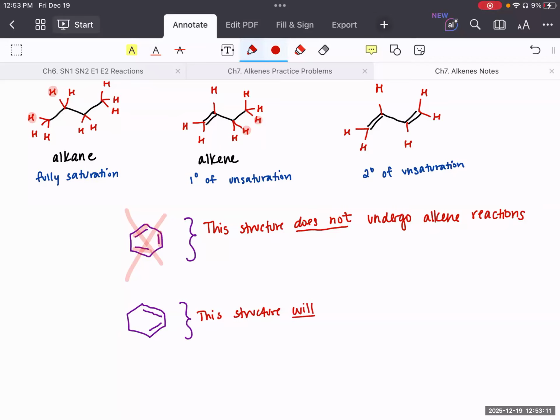And I just want to point that out now just because a lot of people end up accidentally reacting that top reagent and making mistakes with that.